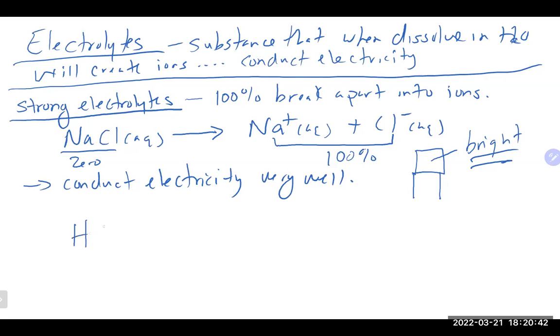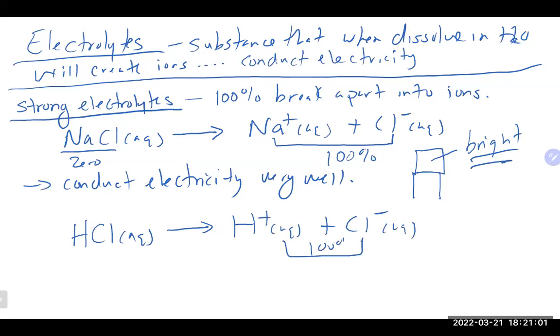Acids, some strong acids, ionic compounds. These guys are typically strong electrolytes. That is hydrochloric acid, which is a strong acid. It will 100% break apart into H plus and Cl minus. Again, 100% of what you got going on are the ions that are in solution, thus it would conduct electricity very, very well as well. So a strong electrolyte is typically anything that is ionic, anything that is a strong acid or base.